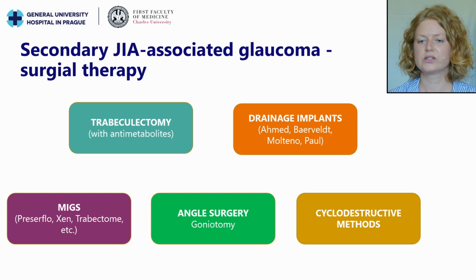Angle surgery, such as goniotomy, can be a plausible option as first treatment of children. In cases refractory even to surgical treatment, cyclodestructive methods can be used, but their pro-inflammatory effect must be considered.